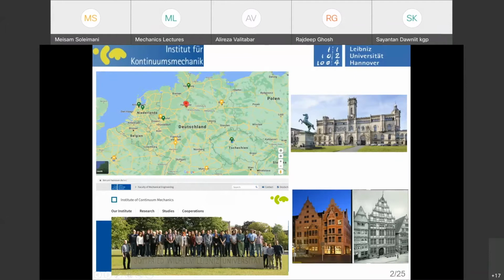Then this is our group. Basically, this picture is an old group. You see that even Ajay is here. Yeah, we used to be in this IKM together, and we had such great days.